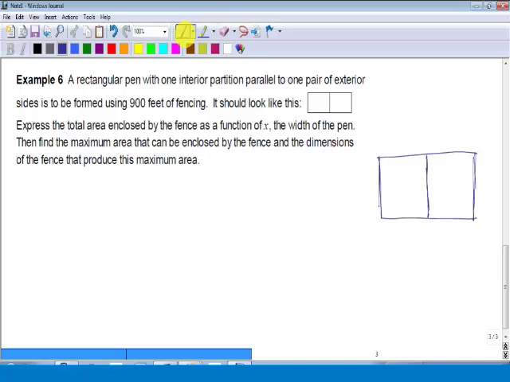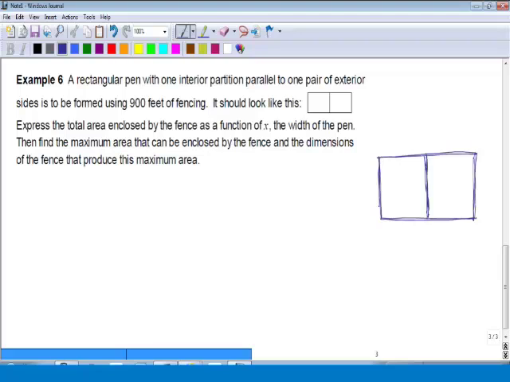It is going to be formed using 900 feet of fencing material. That's the plan. That's what's budgeted for. That's how many feet of fencing material. And the fencing material has got to go all the way around the outside. And we're going to use the same type of fencing material for the partitioning wall. So add up all the lengths of the fencing material. It's 900 feet.